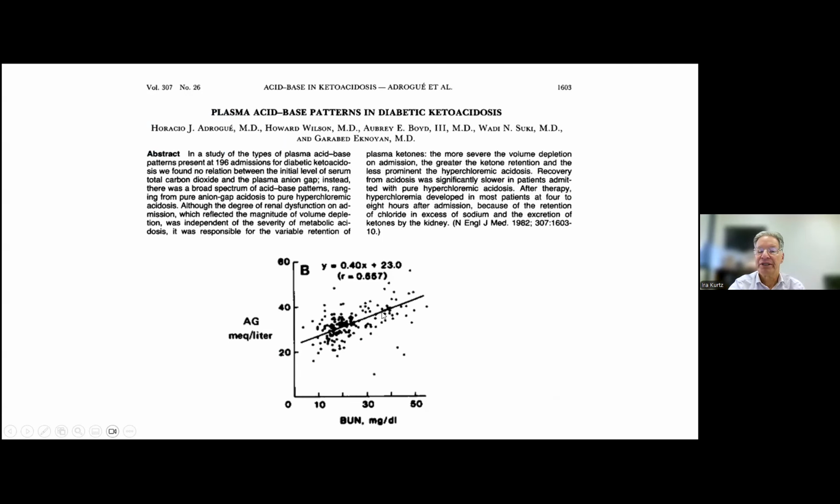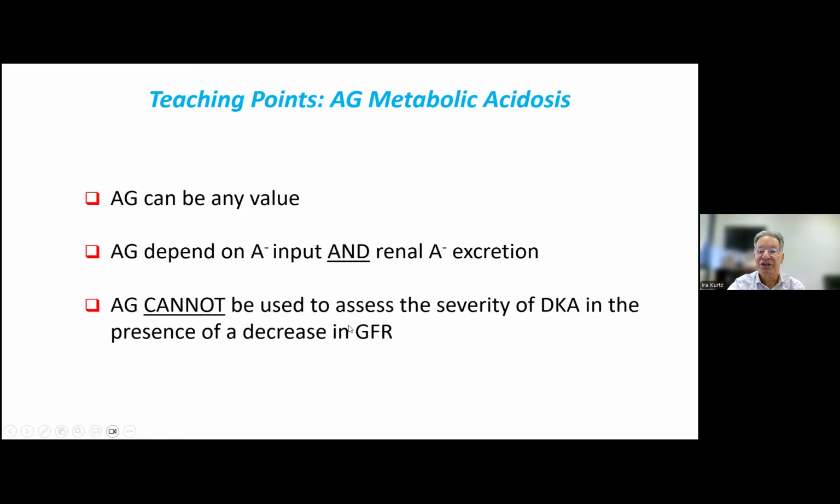So this is a very important point that the anion gap in ketoacidosis doesn't just vary with the input of organic anions into the blood. It also varies with the output. And you can actually get whatever anion gap you want for a given input, which I'll show in a minute, depending on your GFR. So the anion gap can be any value in ketoacidosis for a given input. And you also have to think of both the renal excretion and the input when you're assessing the anion gap, which people tend not to do. And because of that, you cannot use the anion gap to assess the severity of DKA in the presence of a decrease in GFR.